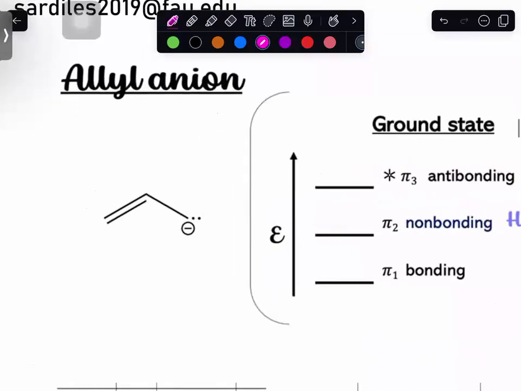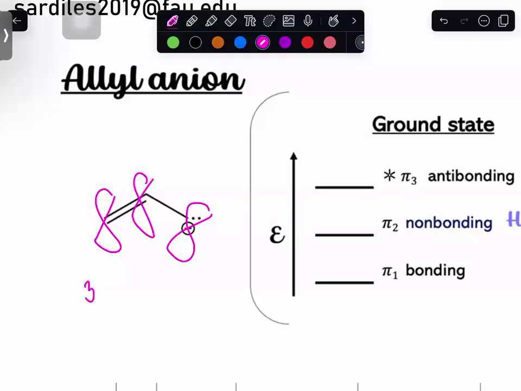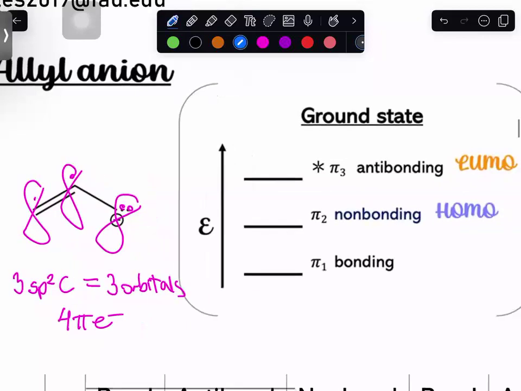So what's going to be the first thing that you're going to look at? Exactly. How many sp2 carbons do you see? 3. Simple as that. We have 1, 2, 3. So 3 sp2 carbons equals 3 orbitals. How many pi electrons do you see? This time it's 4 pi electrons. One, and those 2. So again, you just start filling them out on your orbital.